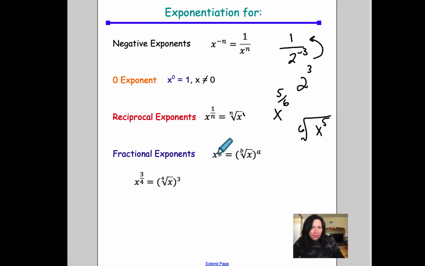Fractional exponents, x to the, like what I just did, actually, that's what that is. X to the a over b is what I just did here. Okay, so that was actually a better example of that. X to the 3/4, again, this is realistically the 4th root of x, and that's to the 3rd power. Okay.